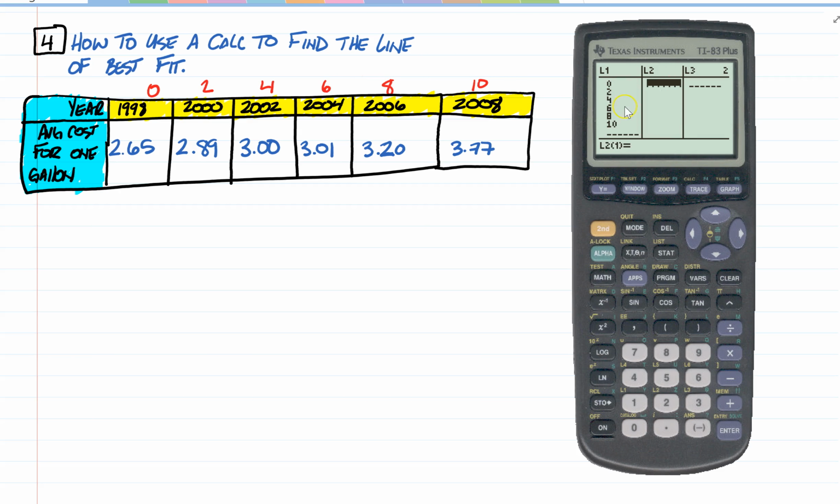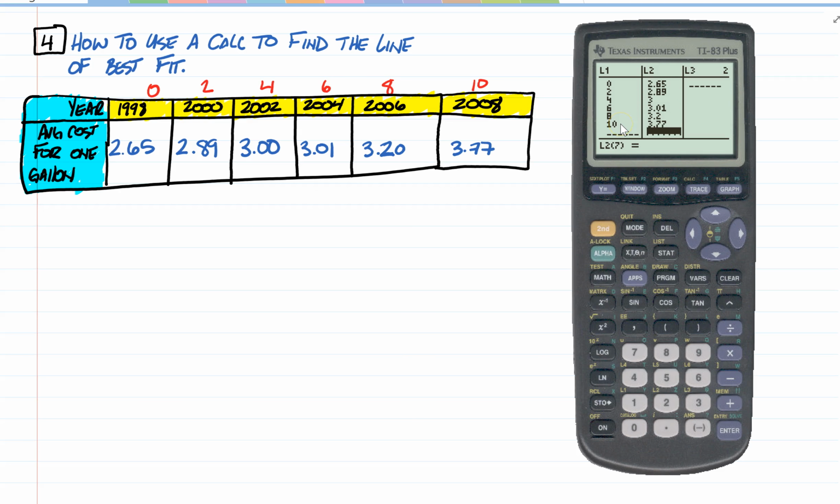I'm going to move my cursor over to L2 and put in all the average costs for the cost of gasoline. 2.65, enter, 2.89, enter, 3.00, enter, 3.01, enter, 3.2, enter, and then 3.77, enter. You want to make sure that all of your data match, meaning you have one X for every single Y, otherwise your calculator is going to get real mad at you.